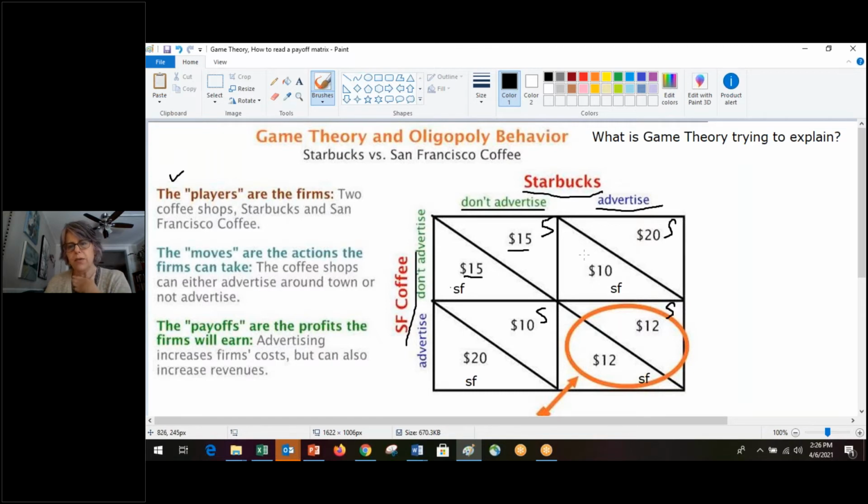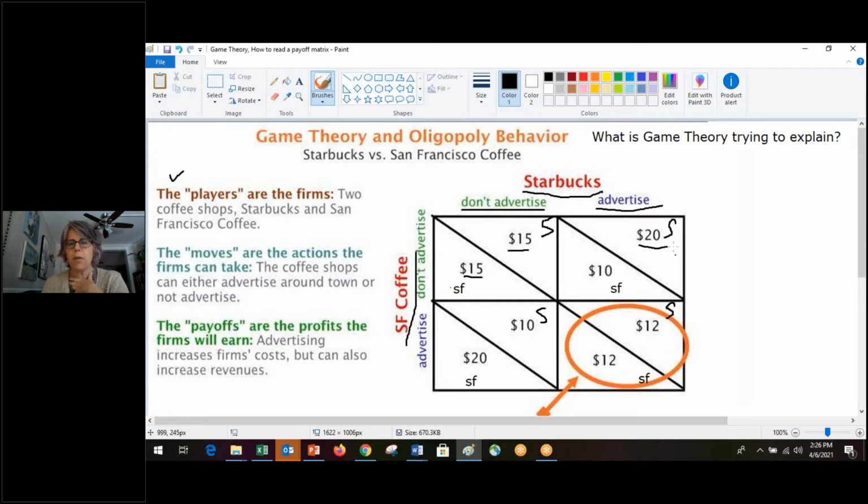So let's read this. If you're here, Starbucks is making 15. Do they have an incentive to change their behavior? Well, yes, they do. Because right now, they're not advertising and making 15. If they decide to advertise, Starbucks can make 20. So then we'll move to this spot.